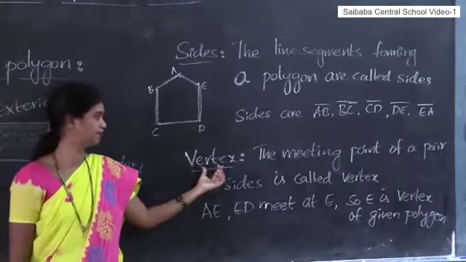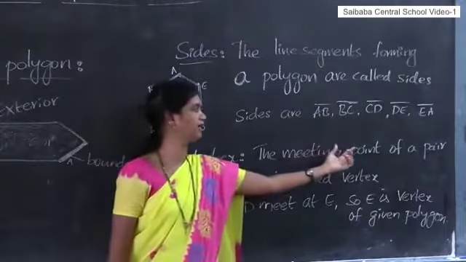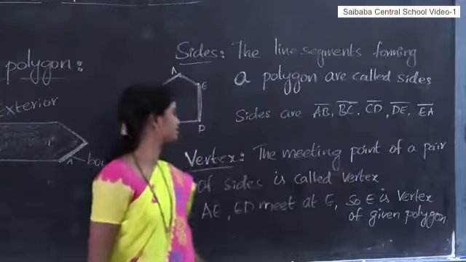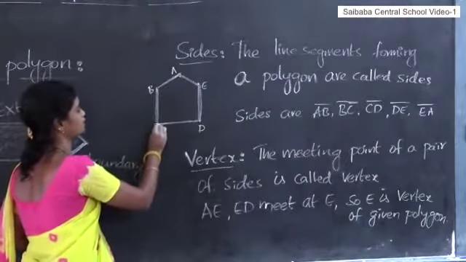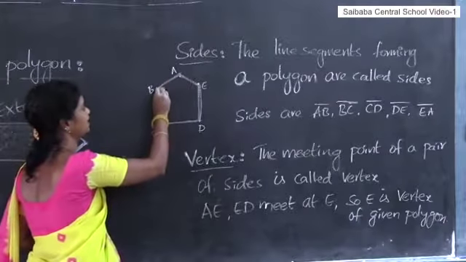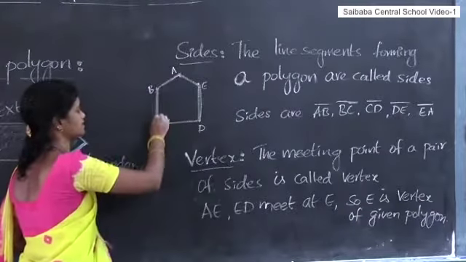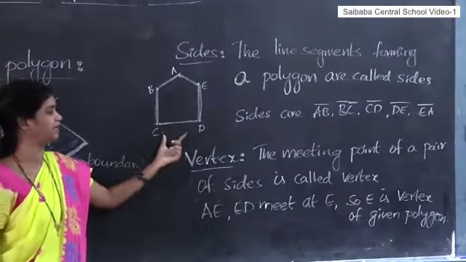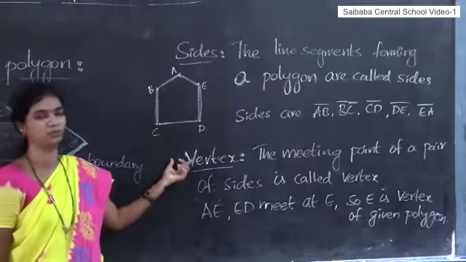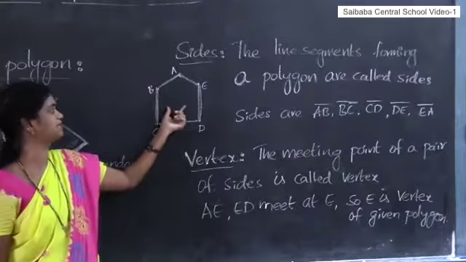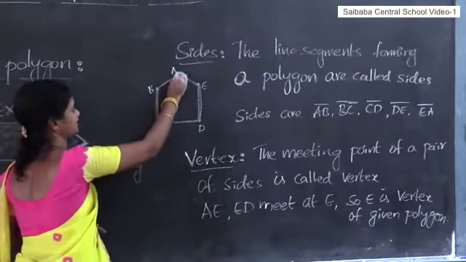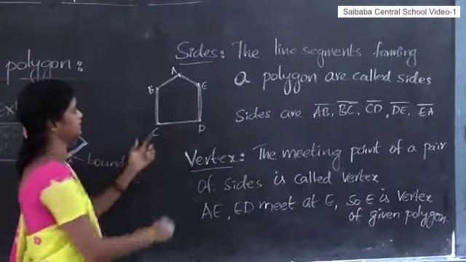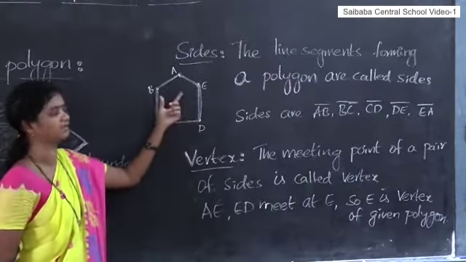Next one is vertex. The meeting point of a pair of sides is called a vertex. If you take any 2 sides, the meeting point of these 2 sides is called the vertex. How many vertices are there? The plural of vertex is vertices. Here we have A, B, C, D, E. These are the 5 vertices of the figure.